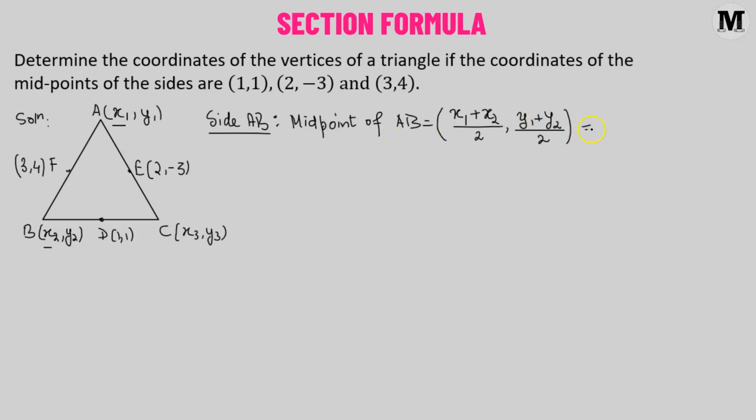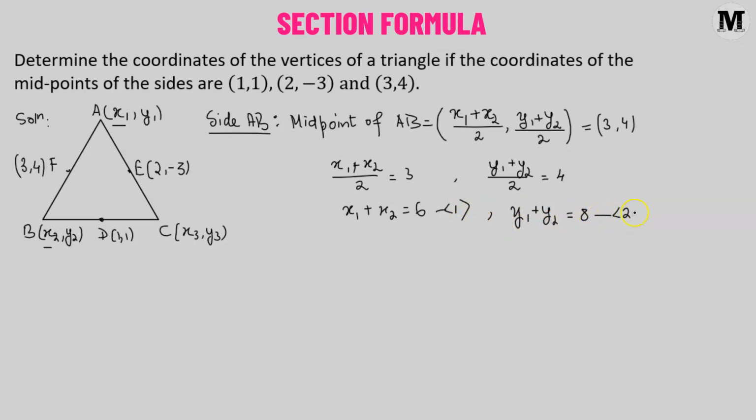Now it's already given to us that this equals 3, 4. So when we equate them, we get x1 plus x2 divided by 2 equals 3, and y1 plus y2 divided by 2 equals 4. So this gives us one equation, x1 plus x2 equals 6. We're going to label this as equation number 1. And then the other equation, y1 plus y2 equals 8. So that's going to be equation number 2.